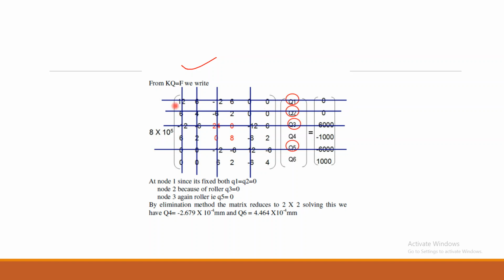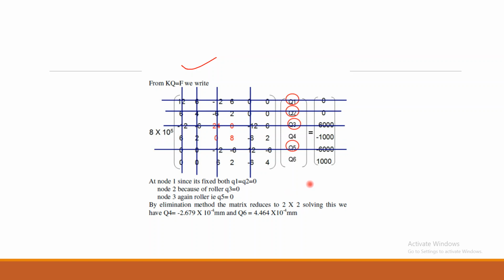So since all these parameters are 0, eliminate the respective columns and rows. Okay, that is first column, second column, third column and fifth column. Similarly, first row, second row, third row and fifth row. Okay, once you eliminated that, I got a 2 cross 2 matrix with the values 8 into 10 raised to 5 A multiplied by the matrix 8 2 4 times Q4 Q6 along with the forces in the right hand side.